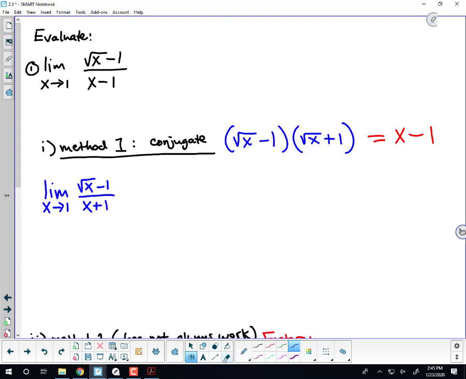x minus 1, and we're going to multiply by 1 in the form of the square root of x plus 1 over the square root of x plus 1. So again, the conjugate gets rid of radicals. The problem, x minus 1 in the bottom, doesn't involve a radical. We also need an x minus 1 up top. So this is really the only option at this point, to try to get rid of the radical so we have an x minus 1 on top.